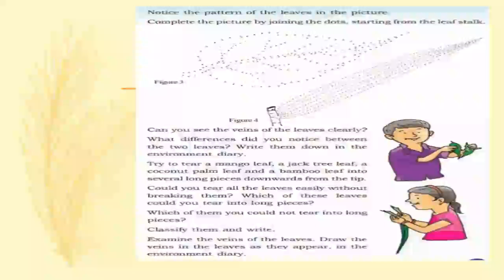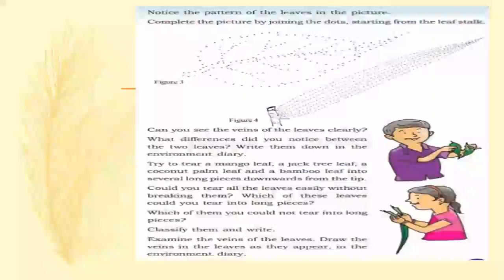Notice the pattern of the leaves in the picture. Complete the picture by joining the dots starting from the leaf stalk. Figure 3, Figure 4. Can you see the veins of the leaves clearly? What differences did you notice between the two leaves? Write them down in the environment diary.